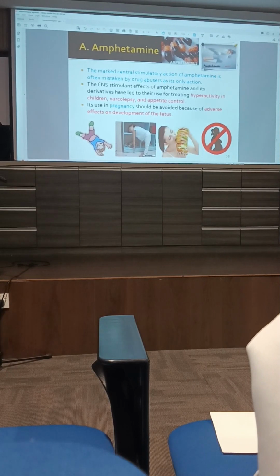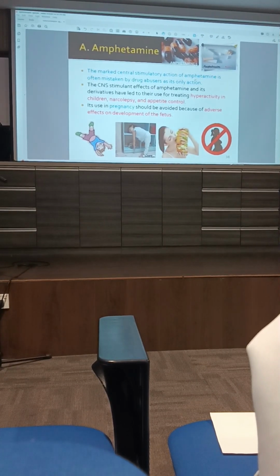We still have 20 minutes. The first one we'll look at is amphetamine. This is a marked central stimulatory action. It is commonly abused by users. So this is a CNS stimulant, and it is used to treat hyperactivity in children, narcolepsy, and appetite control. So amphetamine can increase the level of dopamine in the brain. So that is why it is.